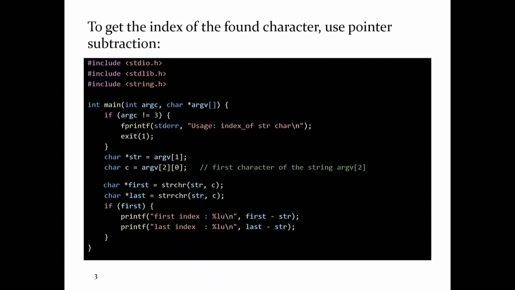If that's my array str, then str is just a pointer to the first character in the string. So if I get another pointer in the string somewhere, first, the index of that is just the difference of first minus str. It's just the number of elements between here and here. That's how pointer subtraction works for arrays.